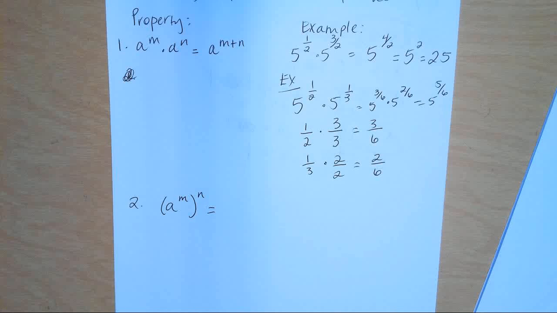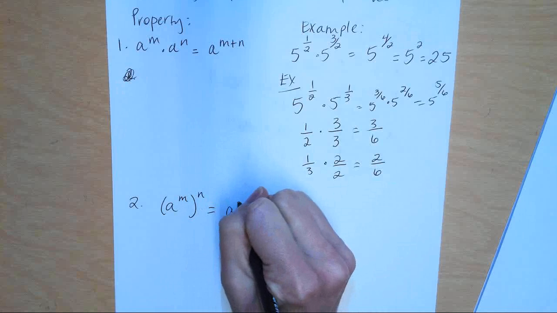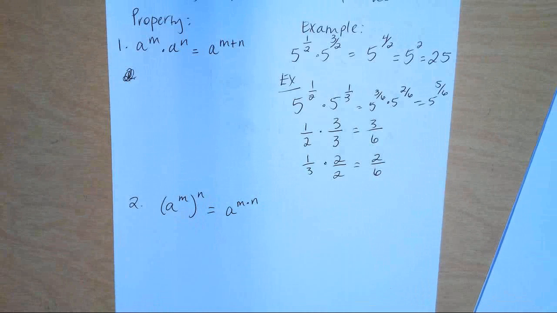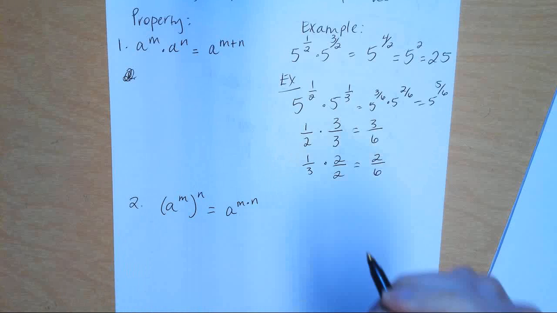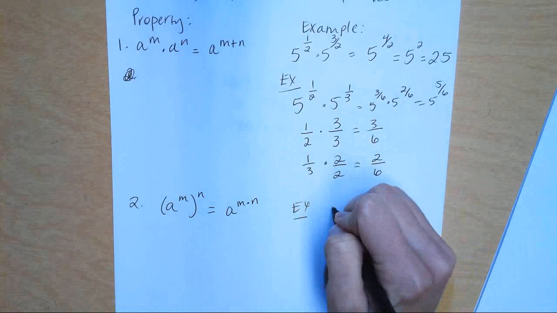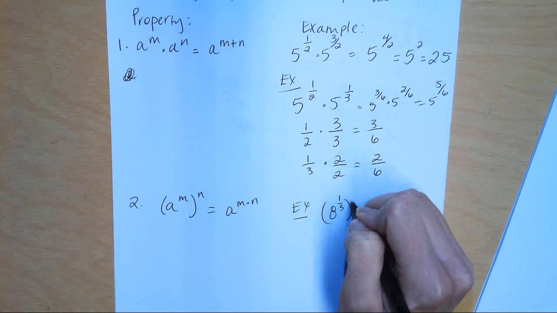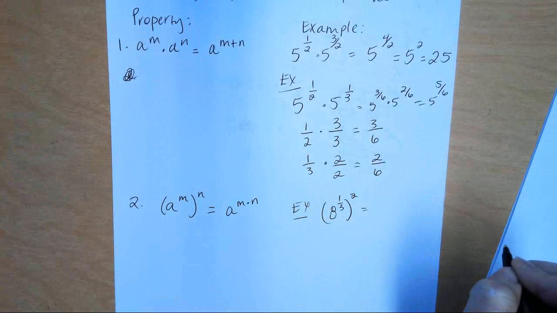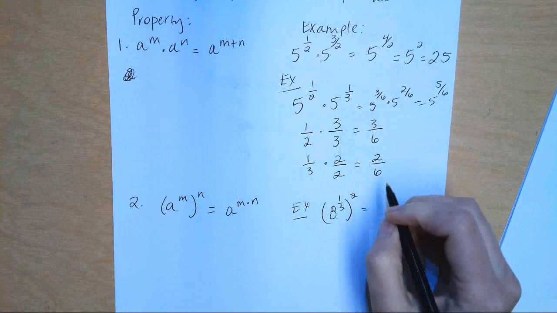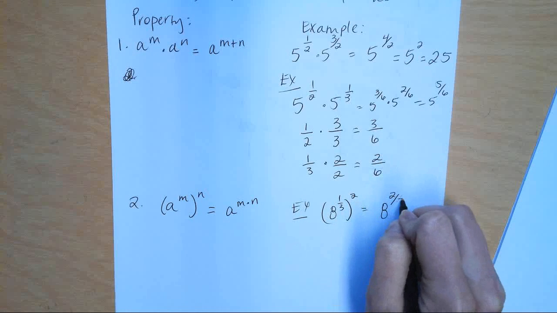Okay. A to the m to the n. What happens when you have an exponent to an exponent? You would multiply, a to the m times n. For example, if we had 8 to the 1/3 squared, this is like what we did yesterday. We have an exponent to an exponent, we would multiply. That would be 8 to the 2/3.